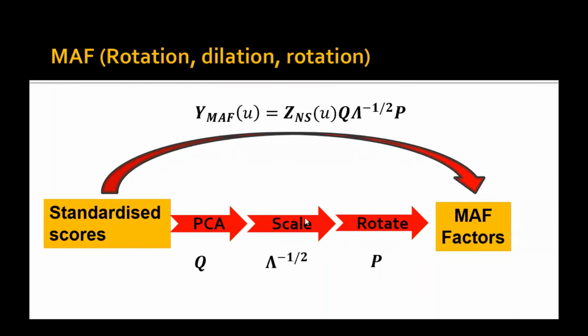So the first one is applying the PCA. Then you scale. And the second rotation, that is the rotation that comes from the second PCA, which is a PCA on the spatial increments. And that is the one that does the denoising work.